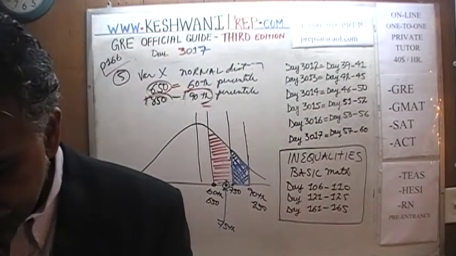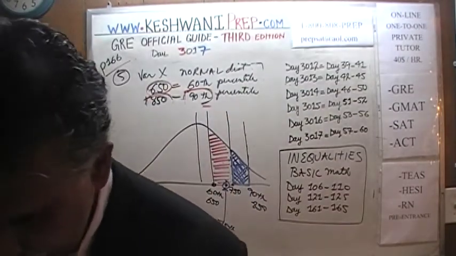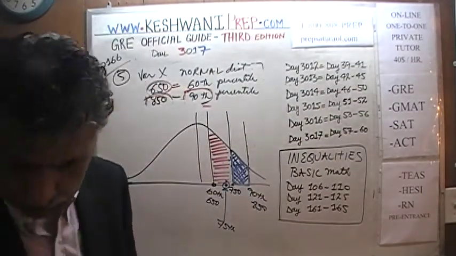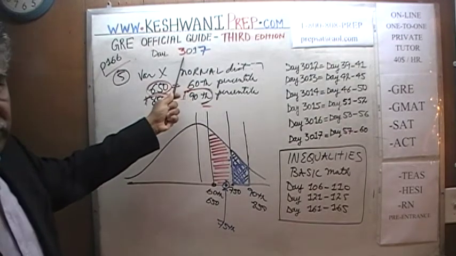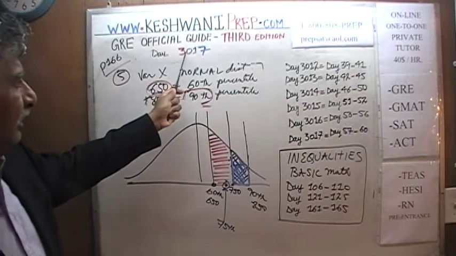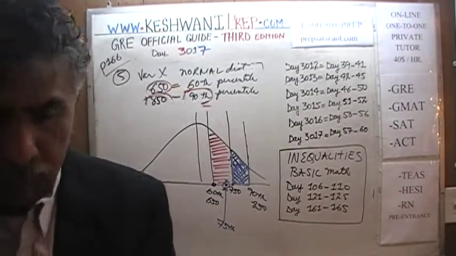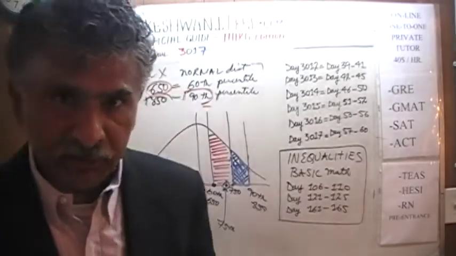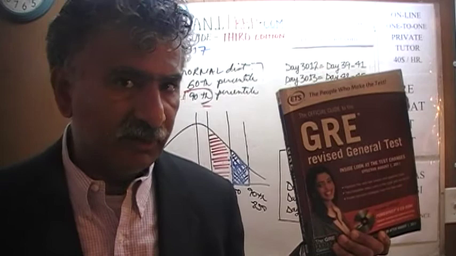Today is our lesson number 17. This is day 3017. 3 stands for the fact that we are in the third edition, day 17. The problems that we are about to solve on day 17 of third edition are the exact same problems that appeared already in the first and the second edition.